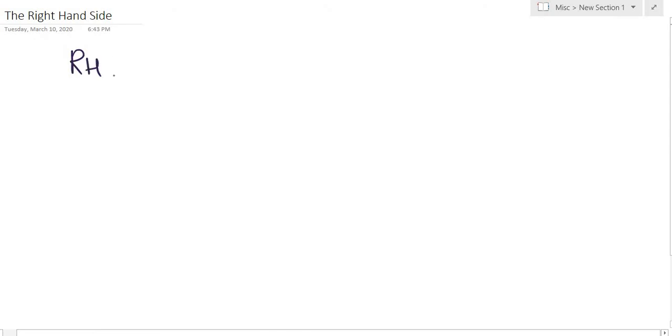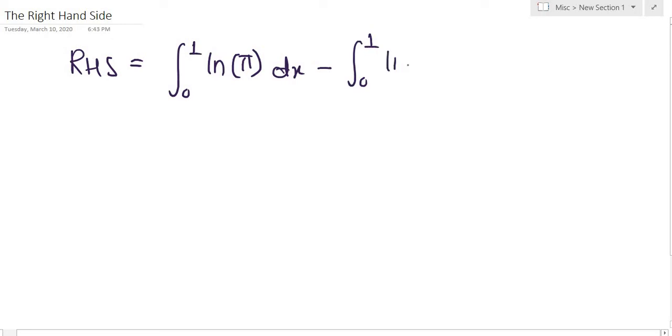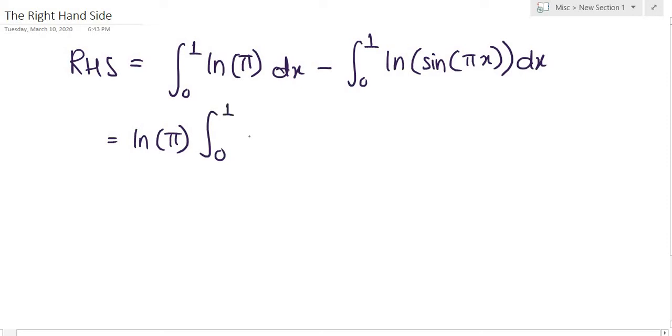So on our right hand side we obtained the integral from 0 to 1 of the natural log of pi dx minus the integral from 0 to 1 of the natural log of sine of pi times x dx. Now the natural log of pi is a constant, so you can just bring it outside. Natural log of pi, and then you only have the integral from 0 to 1 of dx.